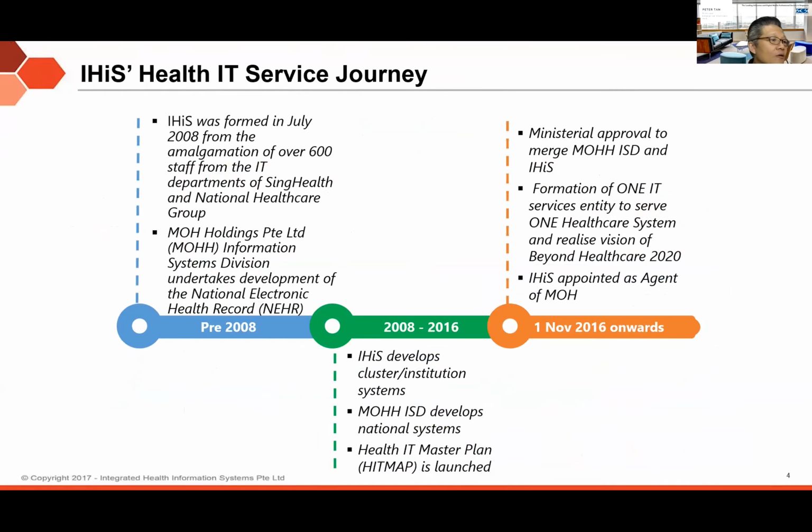Just a bit about how IHIS is formed. This was kind of our journey. We were formed in 2008. Gee, that's about, wow, 13 years ago.